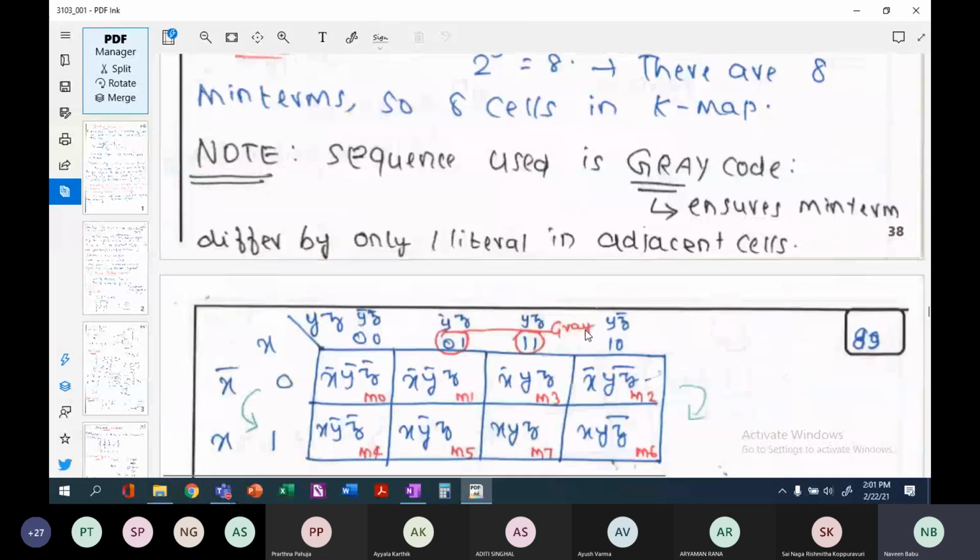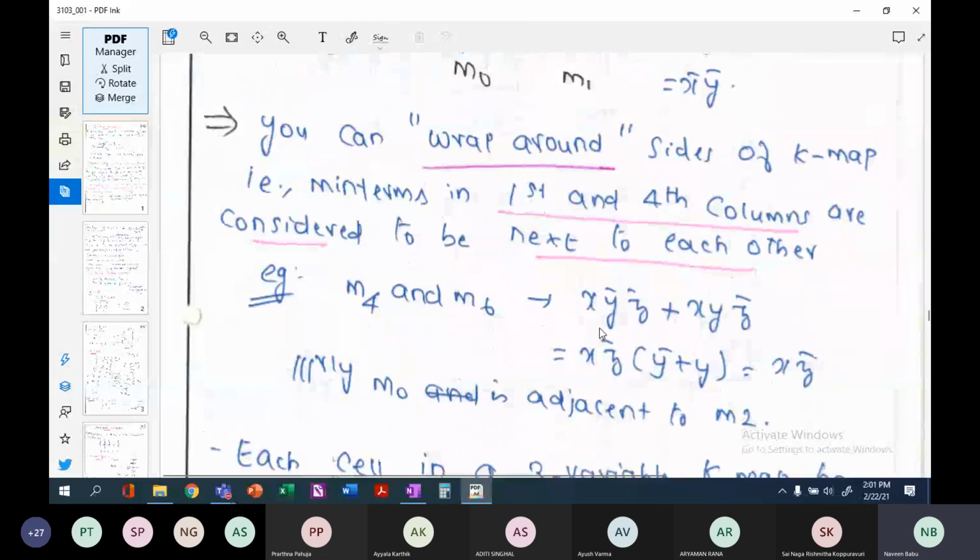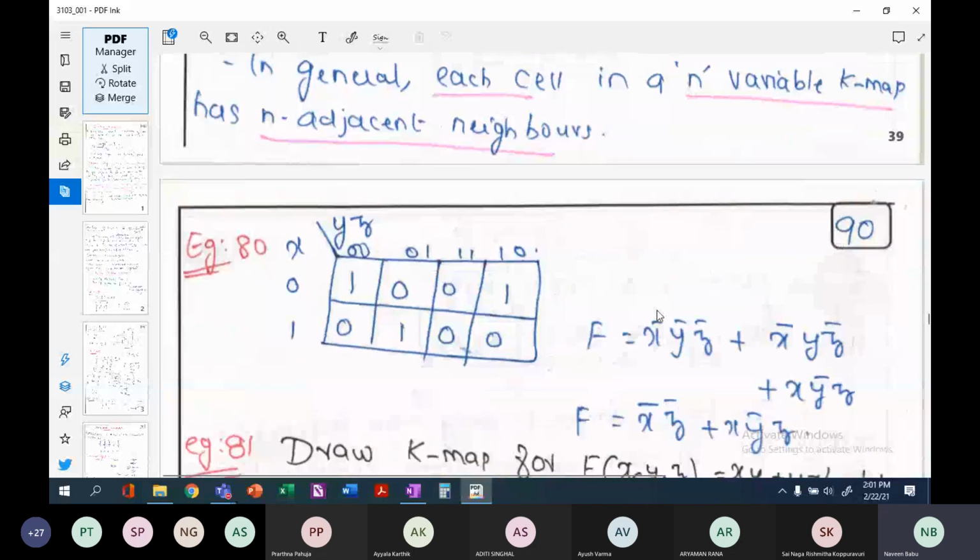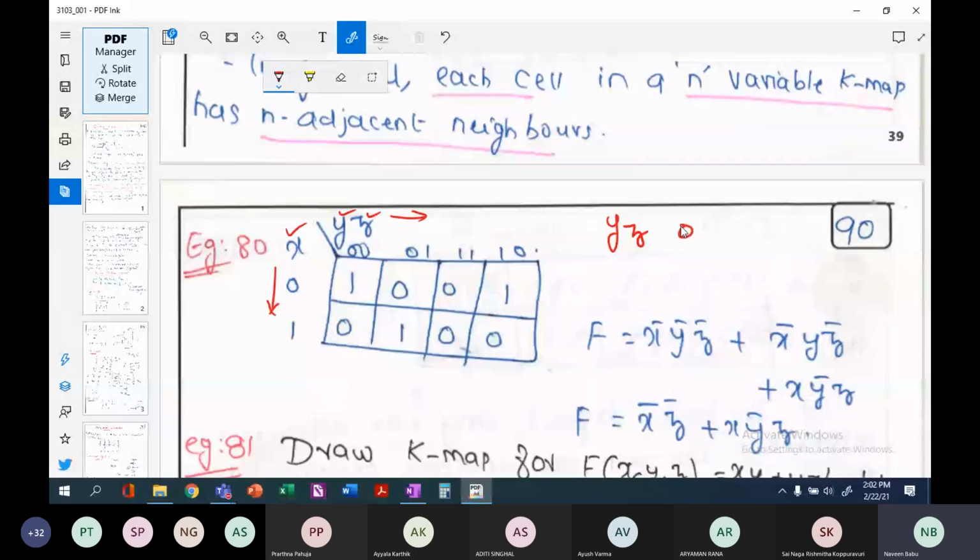This is how a three variable K-map looks. Again, I am just going to repeat why it is a three variable map, because we have variables x, y and z. Along the row wise, x can have values 0 and 1, hence it is 0 and 1. Along the column wise, y, z can have values 0, 0, 0, 1, 1, 0 and 1, 1.